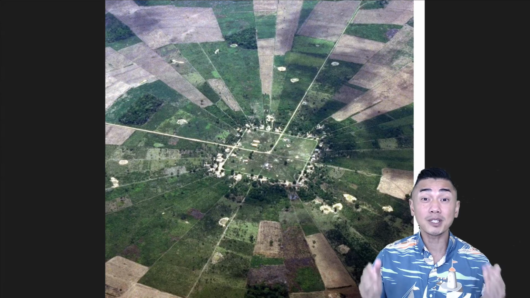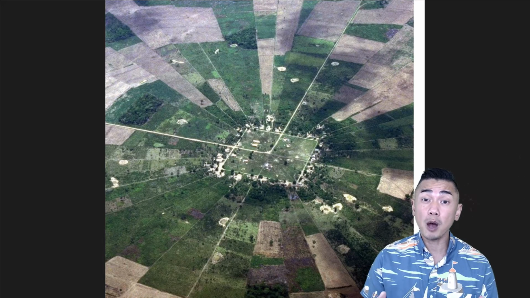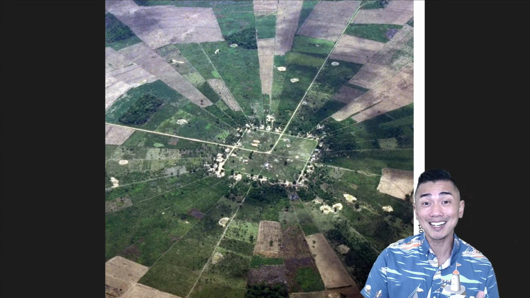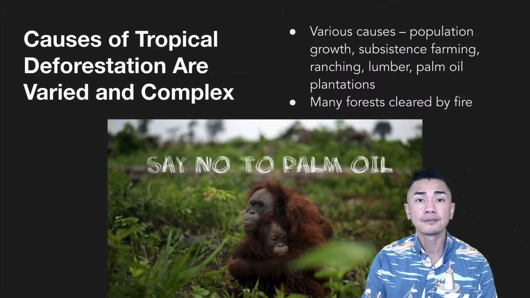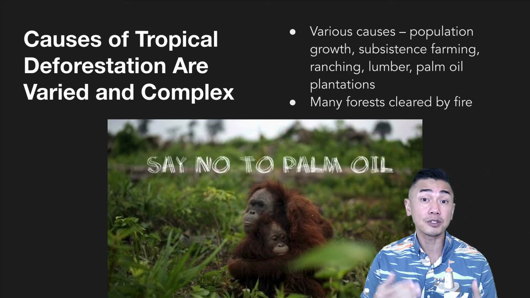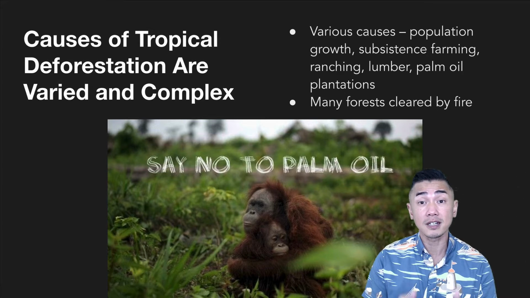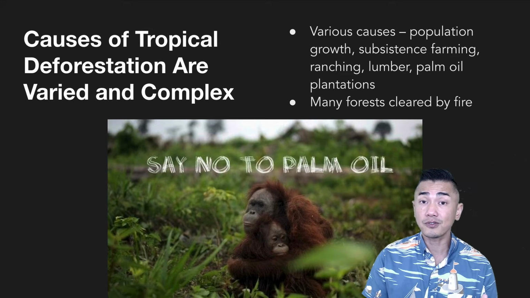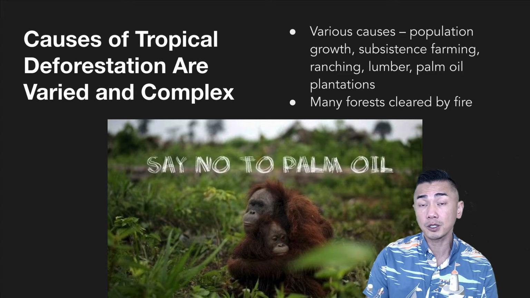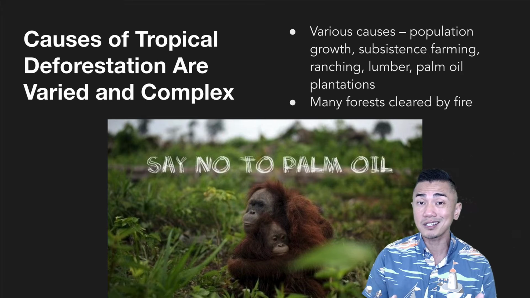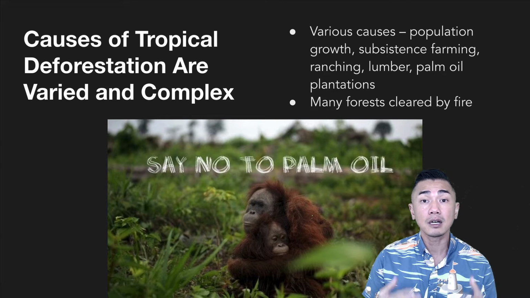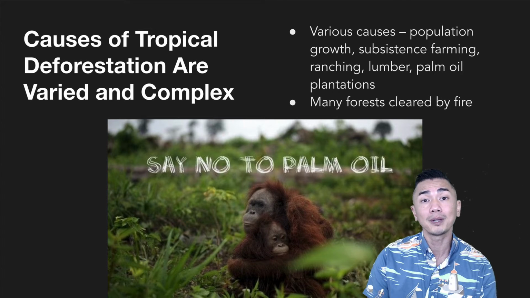This photograph was taken in Bolivia, where tropical rainforest was cut down and converted into agricultural land. The causes for tropical deforestation are varied and complex. These forests have been cut down or cleared by fire for things like population growth, subsistence farming, ranching, lumber, and palm oil plantations.